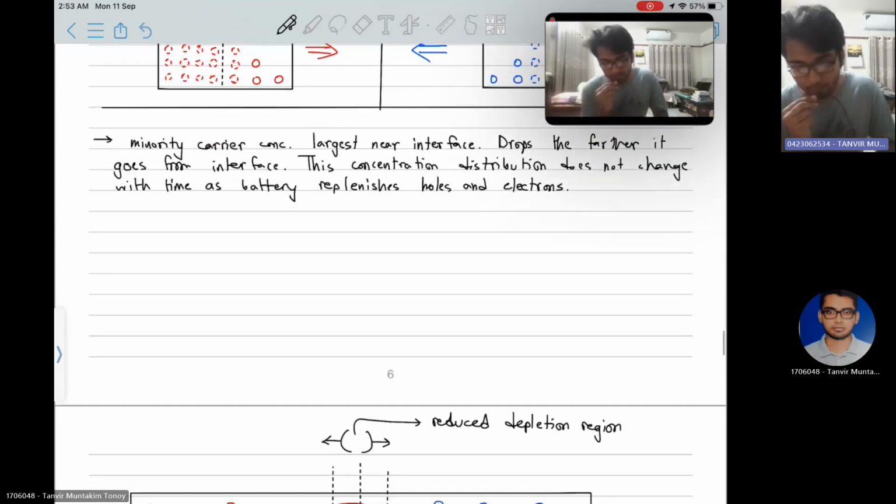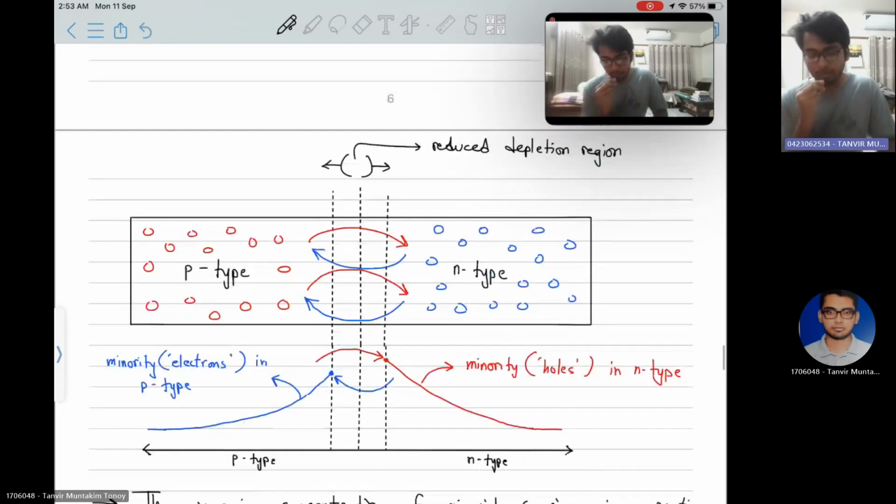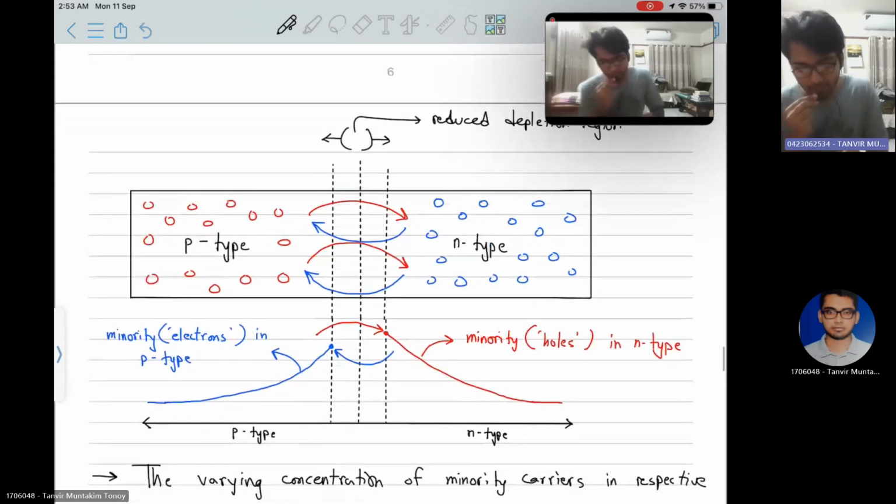We can see this more properly summarized through this diagram that I drew. Notice how the minority holes in the N-type region come from the P-type region, right? Because the holes were injected into the N-type region. And notice as the distance from the space charge region increases, the minority holes are dropping down. The same can be said about the minority electrons. The electrons from the N region were injected into the P-type region. They become minority electrons in the P-type region, and from the space charge region, their concentration is also dropping down.